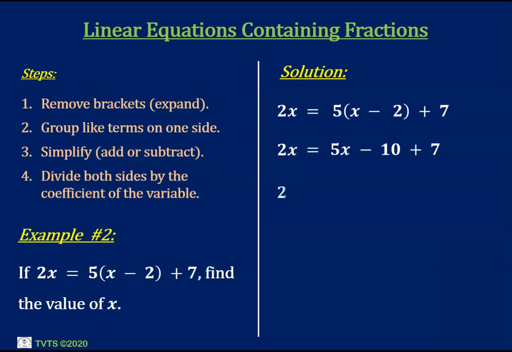Therefore, we have 2x minus 5x on the left hand side and negative 10 plus 7 on the right hand side. We can now comfortably add or subtract the like terms. Two x minus 5x is negative 3x. And negative 10 plus 7 is negative 3.